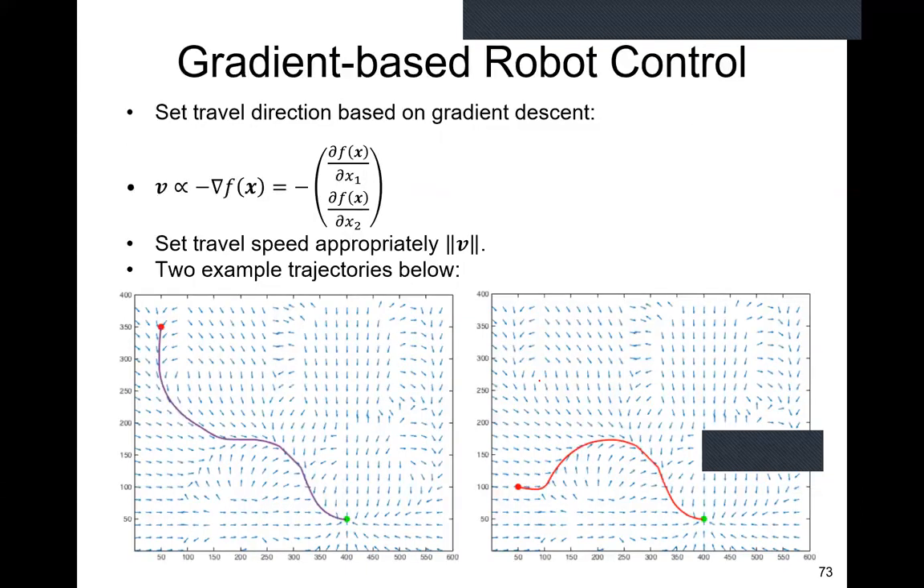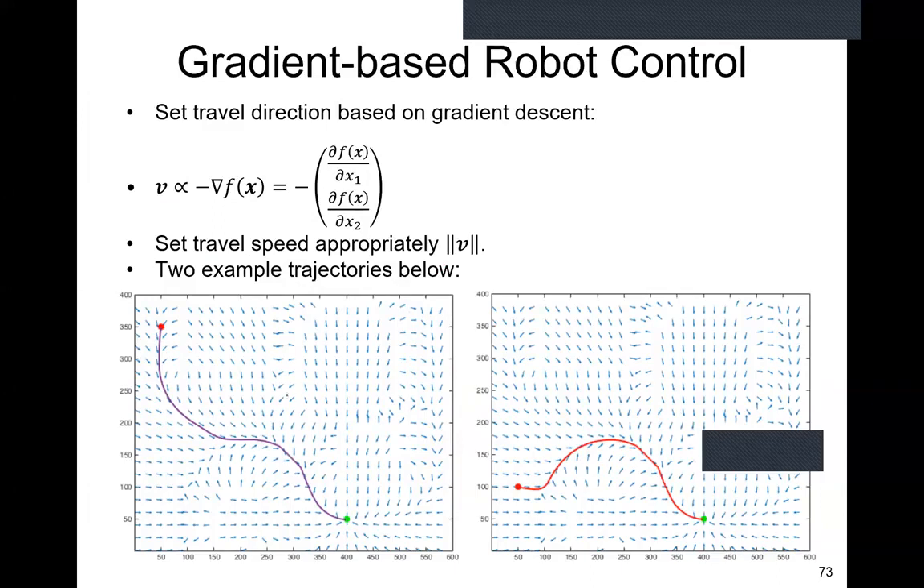So if you define the potential function as in the previous slide, then you can set the travel direction based on gradient descent. Take the derivative of the potential function with respect to x1, x2, and take the negative. That's the direction of travel. And the travel speed is determined with the speed profile generation method.